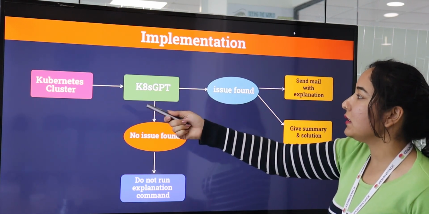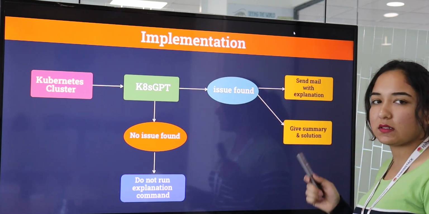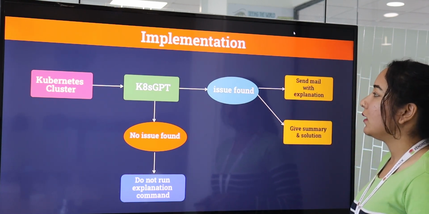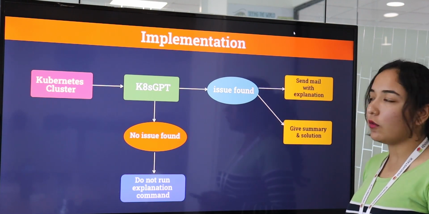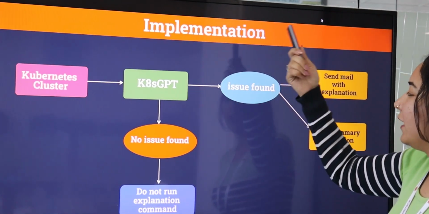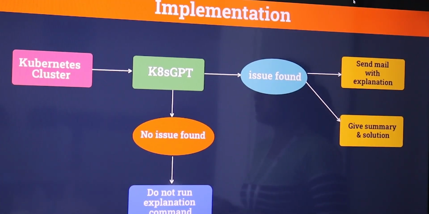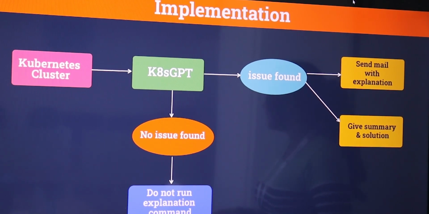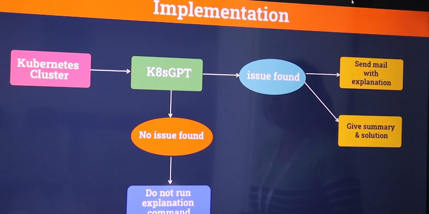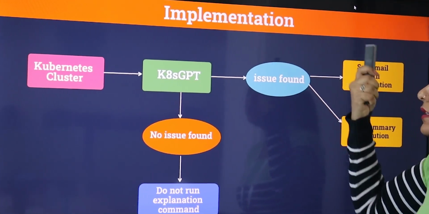When I am running this, I am running K8sGPT using a Python script which is looping through the instances that are running in my Amazon account. K8sGPT will run and analyze the cluster for the pods and deployments, or you can add filters if you only want to analyze pods or some specific namespaces. K8sGPT will analyze if there is some issue in it.